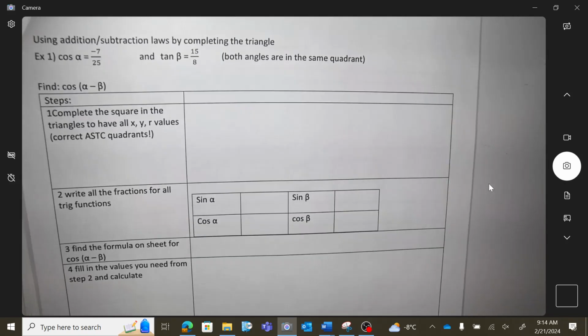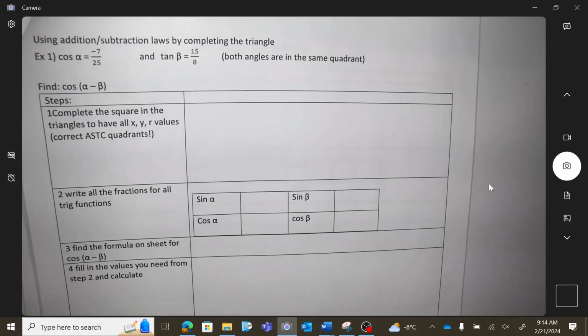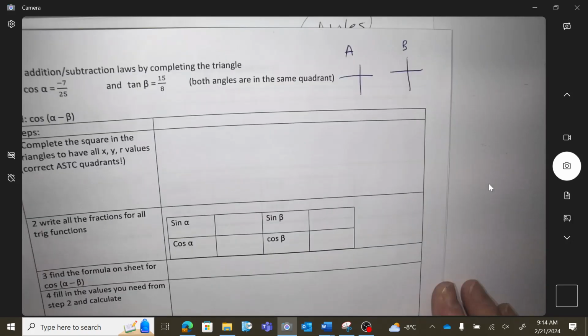Okay, same kind of stuff, XYR stuff here. It told me that angle A is this, angle B is this. They're both in the same quadrant. So let's do some quadrant stuff. So these are 2 different angles here. Okay, so what do I know about angle A? What do I know about angle B?